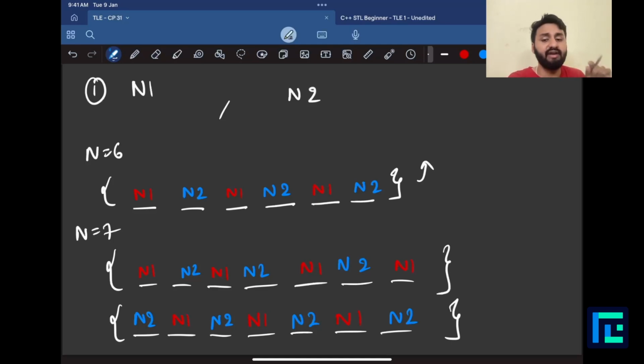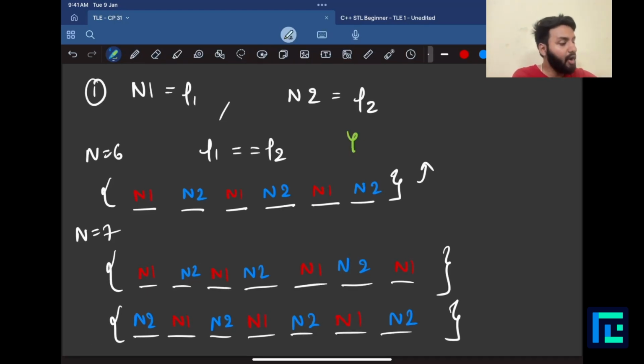Now try to understand why I have drawn this diagram. The first diagram gives a quick observation: if the frequency of n1 is f1 and the frequency of n2 is f2, then if f1 is equal to f2, you are good to go. You can print your answer to be yes, because if the frequencies of the two distinct numbers match, then you can place half of the numbers at odd locations and half at the even locations. This is what I did over here.